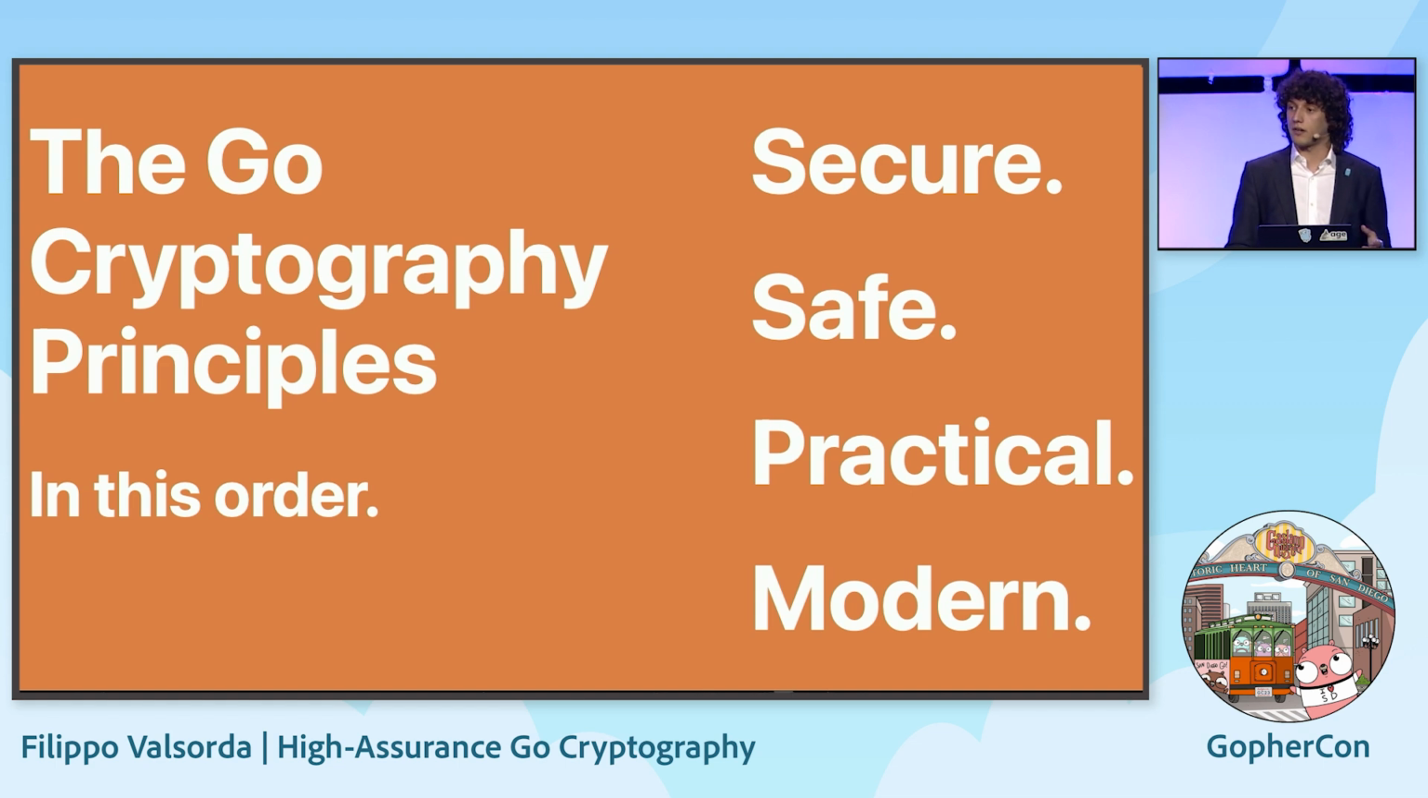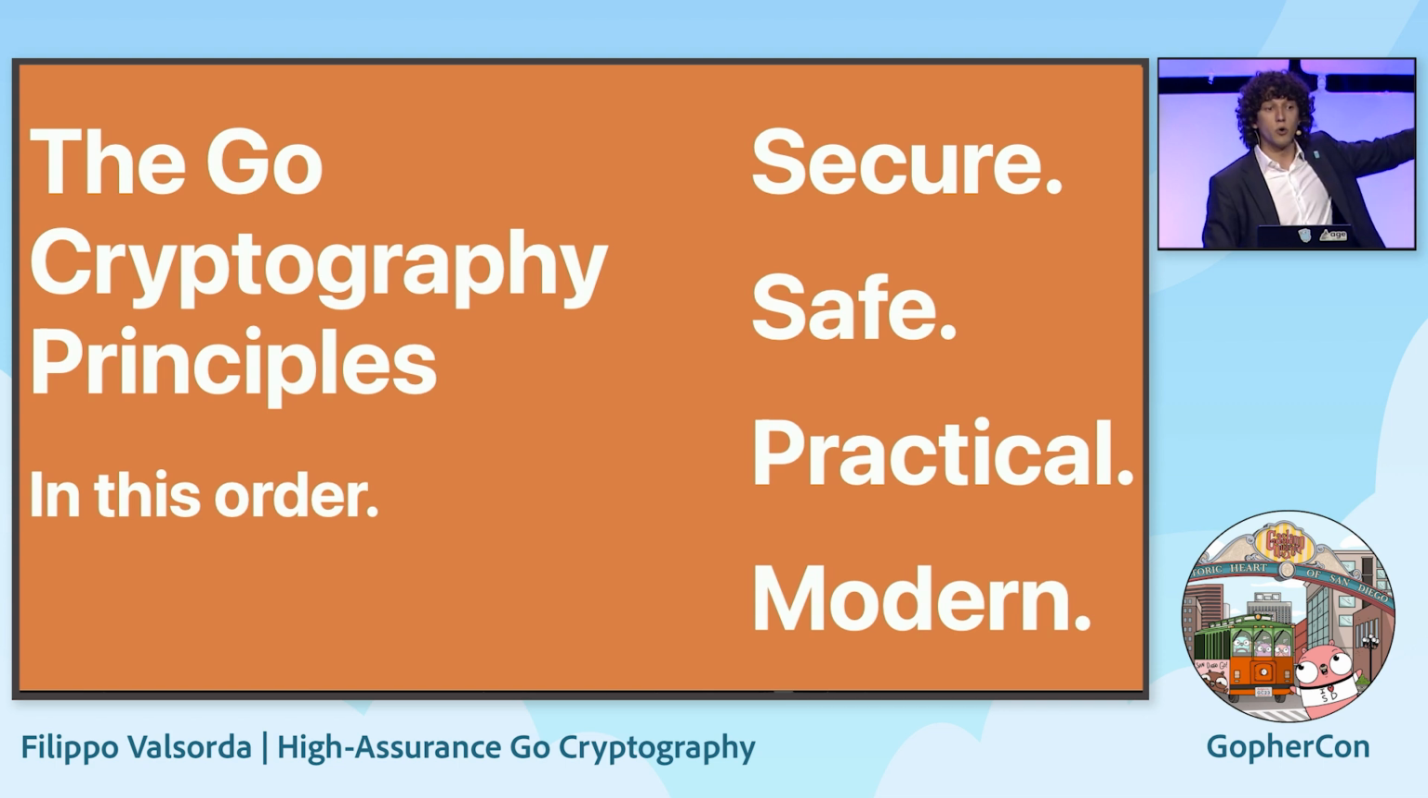And the way we do that is using the cryptography principles. The cryptography principles is a page, you can search for it, that says what the Go cryptography libraries are for. They are a tool to build secure Go applications. And to do that, they need to be secure, safe, practical, and modern, in this order. That means that if something is not secure, we're not going to implement it. And if we can't make it safe, for example, by testing it properly, we're not going to implement it, even if it's the newest modern thing or if it's very practical to our users.